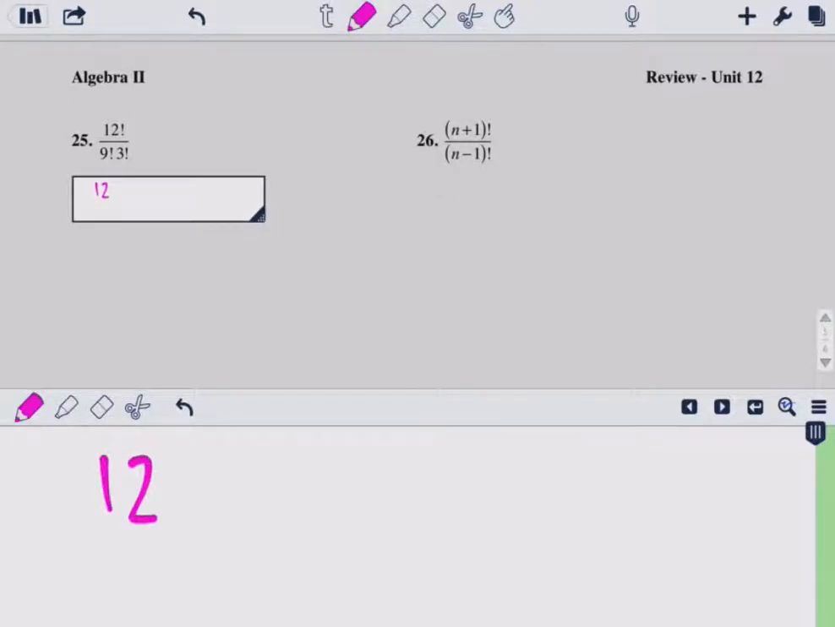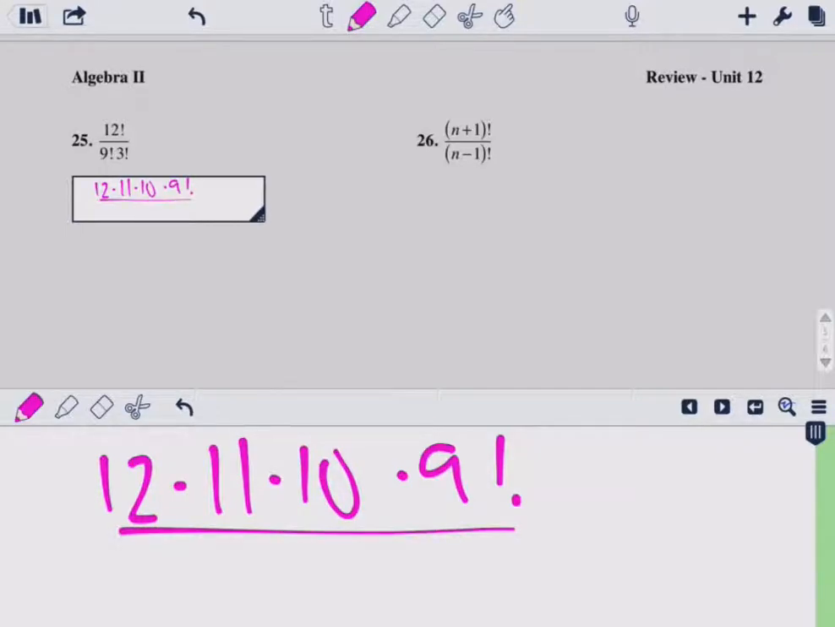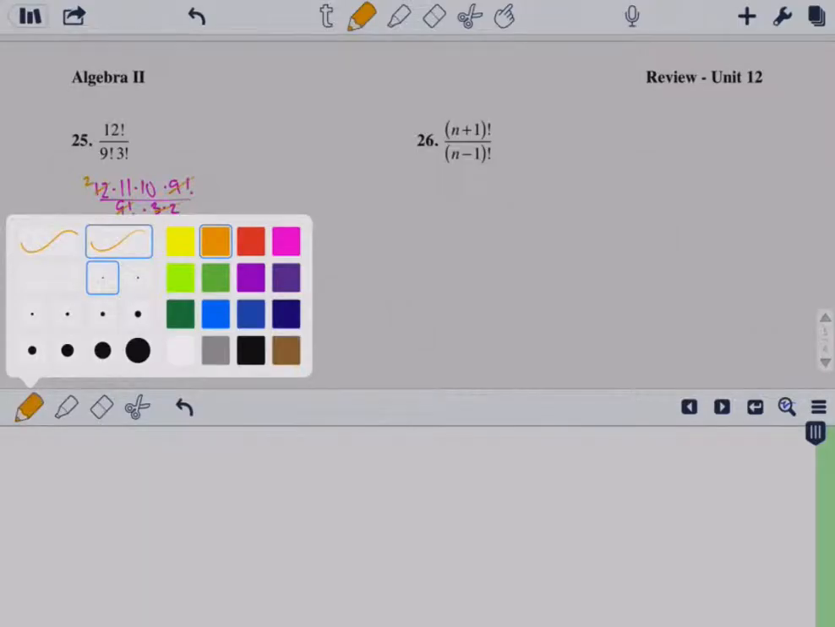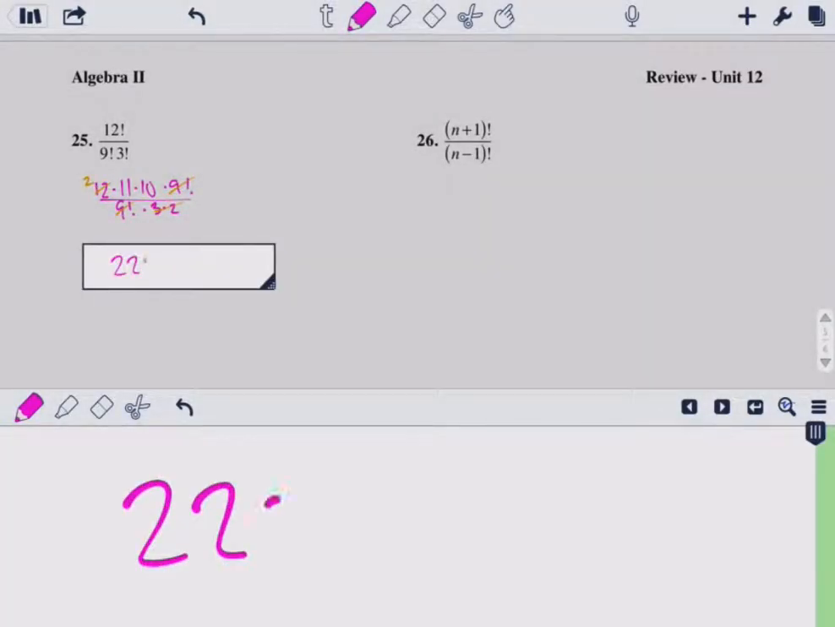Okay, 12 times 11 times 10 times 9 factorial over 9 factorial times 3 times 2. Okay, and so the 9 factorials cancel. And 6 goes into the 12 two times. So I get 220.